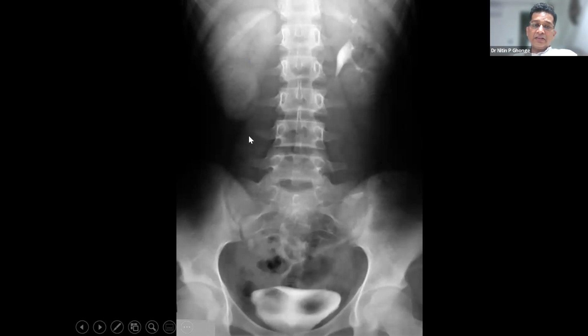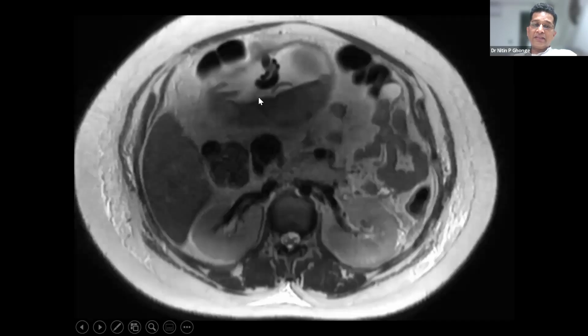This is all right, and as we go below, there is a ureteric stone in this part. So this is causing this dense persistent nephrogram on the right side. This is an example of an MRI image. We can see the pregnancy is seen in this patient.